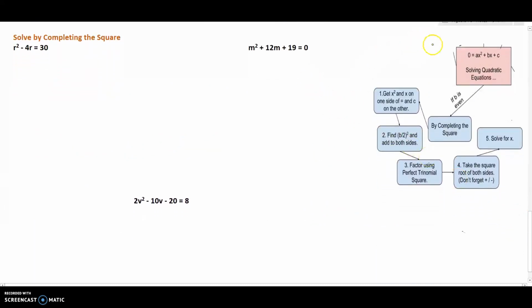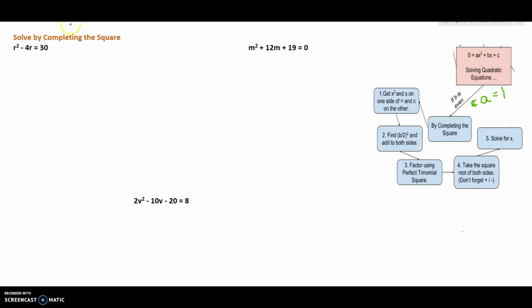So right here we have all of the steps to completing the square. And we're going to only use completing the square when b is even and a is equal to 1. Otherwise, we'll learn our next method in the next section that solves quadratic equations for any type of quadratic equation. So when we are learning to complete the square, we have to get the x squared and the x on one side of the equal sign and the constant term alone.